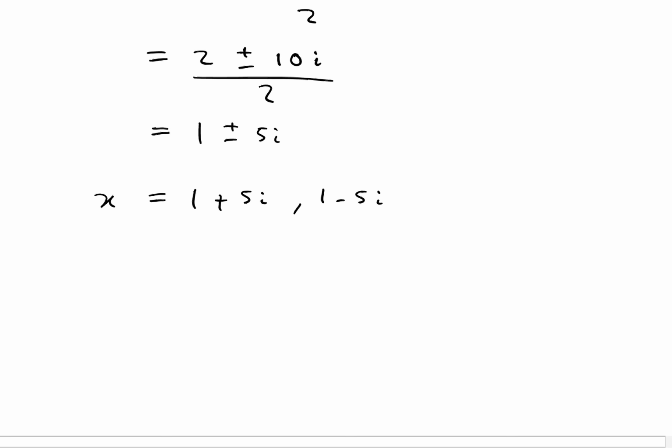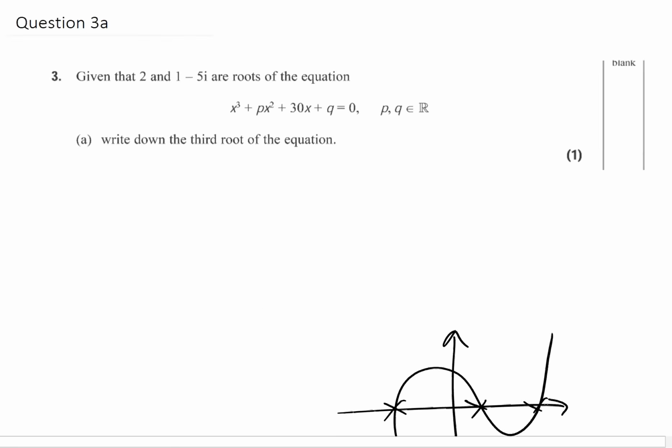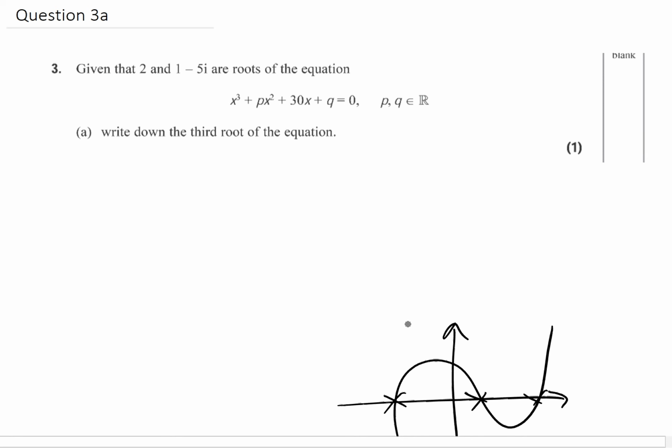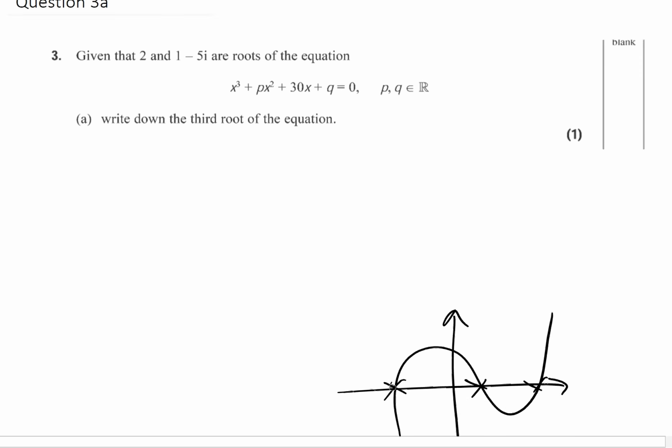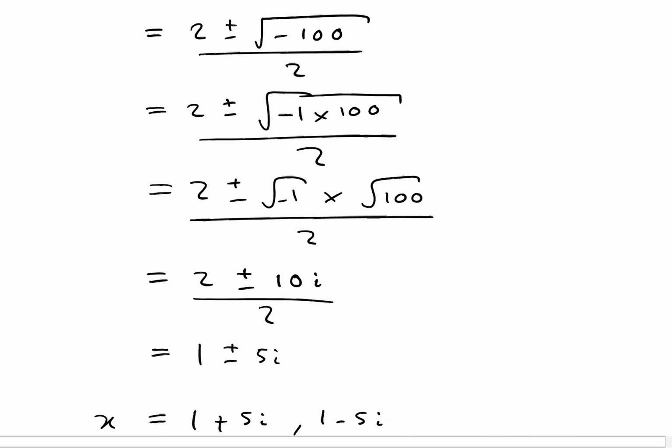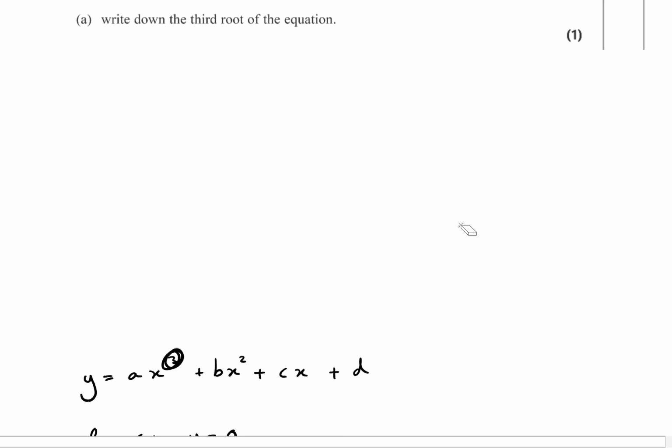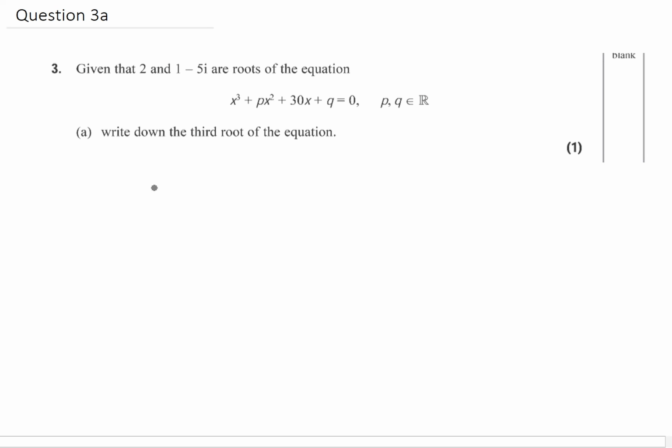So now let's go back to our original question. Scroll all the way back up here, and I'll write it in this little space down here. Okay, I can actually probably get rid of that graph as well. Get rid of that graph, give us a little bit more space. So, given that 2 and 1 minus 5i are roots of this equation, write down the third root of the equation. Well, I've just shown you that we've got a case of one real root now, so this is our one real root, this is an imaginary, so the last root is going to be the conjugate of this. Okay, that is 1 mark.